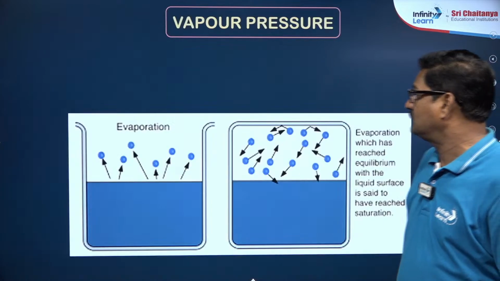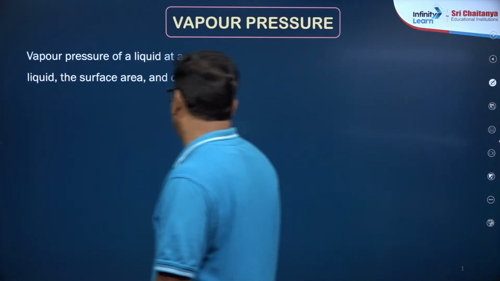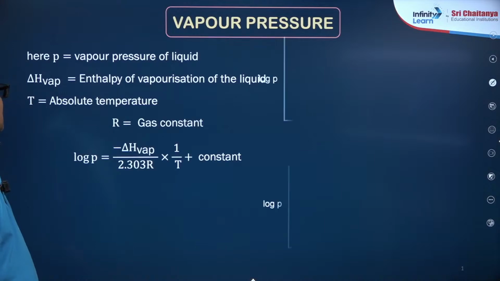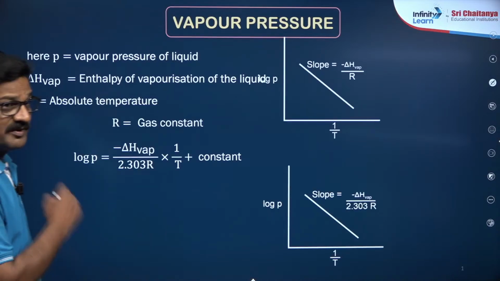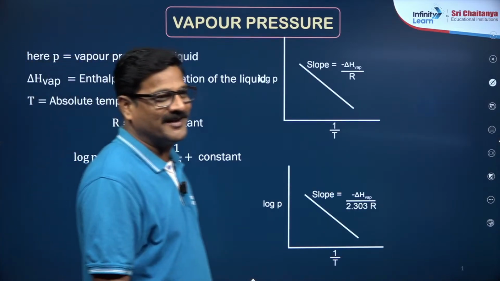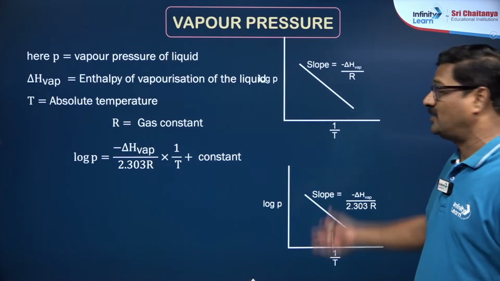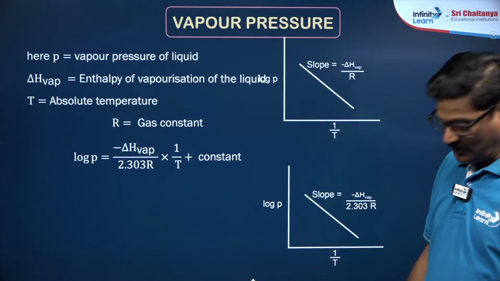So moving ahead, in vapor pressure we discussed everything. Okay, vapor pressure curves and temperature dependence. Yeah, I know that mobiles are not allowed. Temperature dependence of the vapor pressure, Clausius-Clapeyron equation.